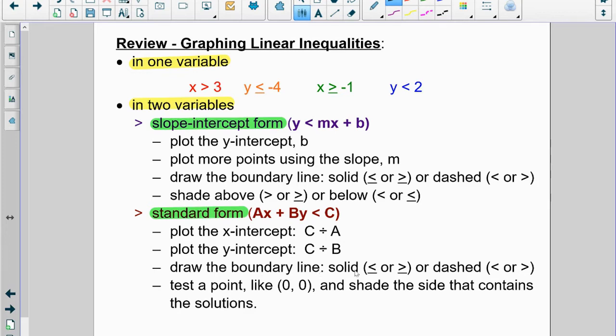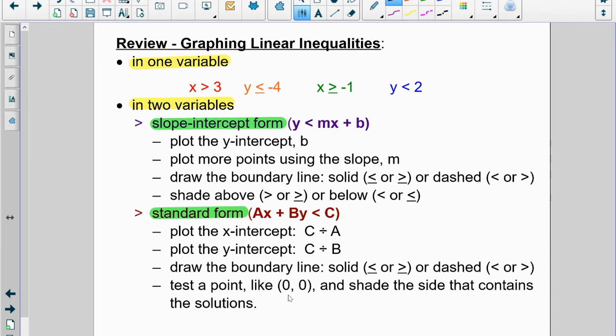We draw the boundary line the same way. Solid line if it's one of the or equal to symbols. Dashed line if it's not equal to. But instead of just shading above or below using the symbol, we have to test a point for standard form inequalities.